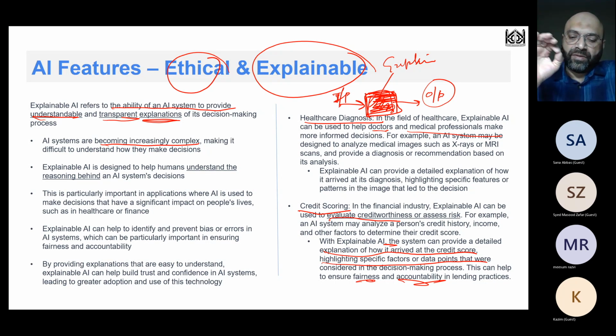So there's a very fine line, and we have to be very careful, especially on the healthcare side. So explainable AI can provide a detailed explanation of how it arrived at the diagnosis, highlighting specific features and patterns on the images that led to the decision making process. Okay, that's the explainability aspect of it.